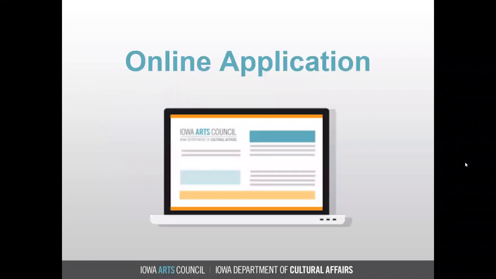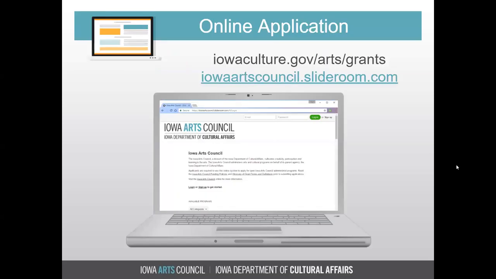So that covers the application in terms of content. Now, there are just a couple of technical terms I would like to point out in terms of completing the application online in SlideRoom. As I mentioned earlier, you will have the opportunity to submit application material via SlideRoom, and you will go to iowaartscouncil.slideroom.com to find the application form and to create an account.